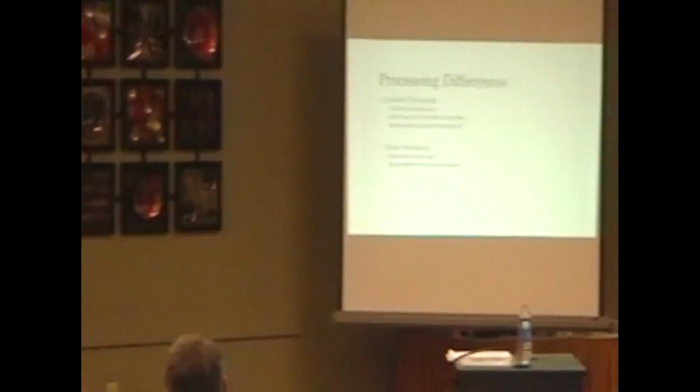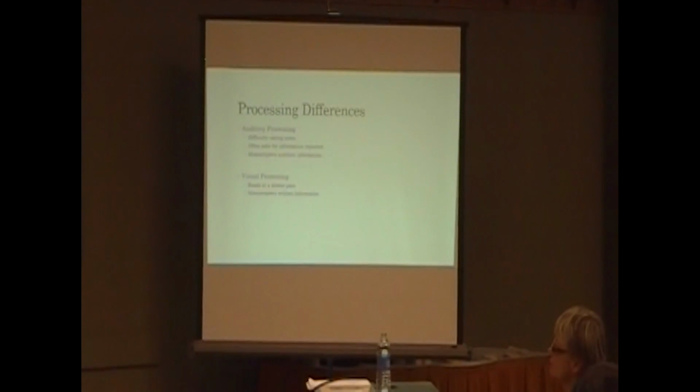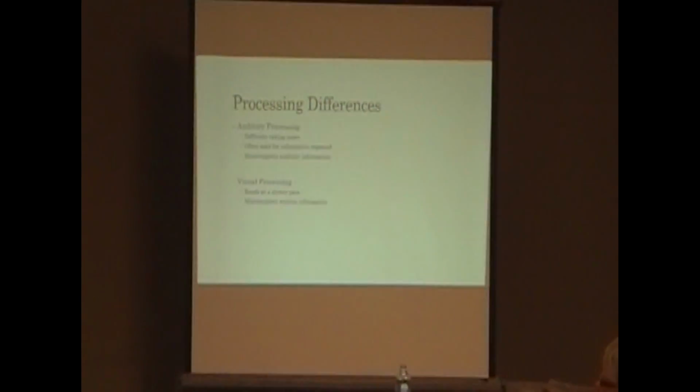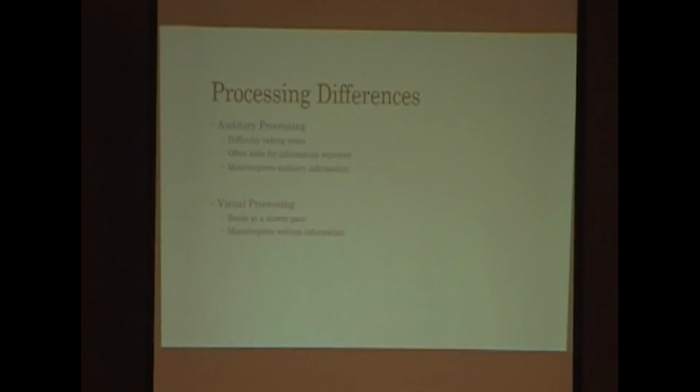Visual processing. So folks that read at a very slow pace are going to misinterpret what they read. We often think of dyslexia as just switching B's and P's, where we get them mixed up, like letters flip back and forth. But it actually is a lot more complex than that, and that's just a small part of what a visual processing disorder might be. Whole words can get transposed in a line, or switched back and forth in a line.